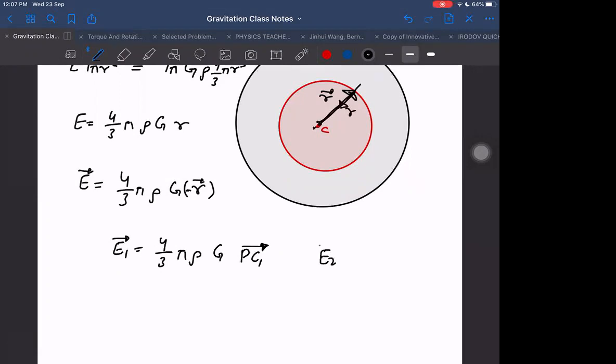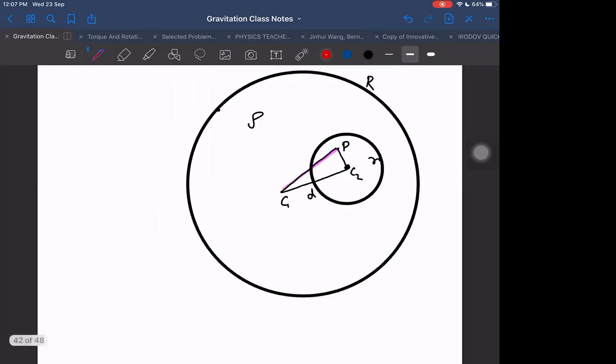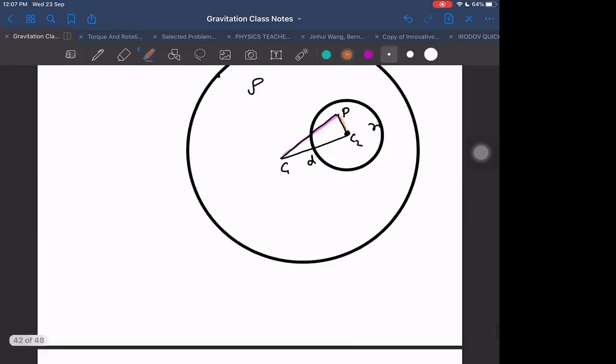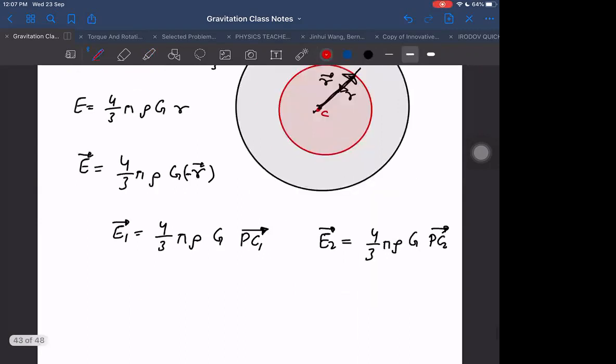What is E2? Let us assume there is a mass in the cavity also, having the same density rho. Then it will be 4 by 3 pi rho G times P to C2. By the same logic, it will be in a different direction, now in the direction from P to C2. Now I have to take the difference, E1 minus E2, because this is extra taken, which is not existing. I have to subtract it.